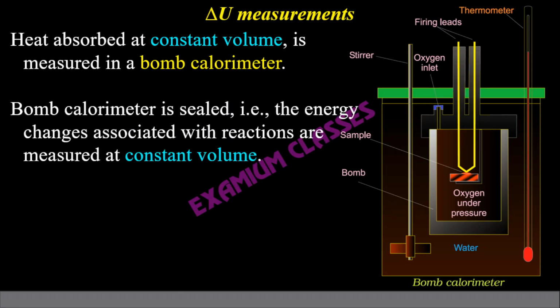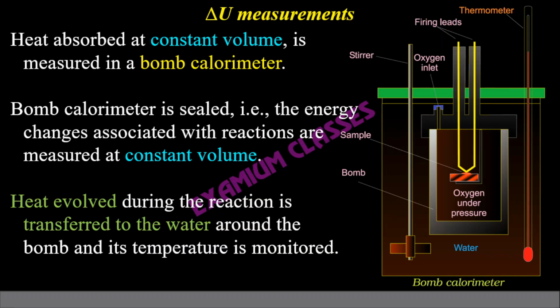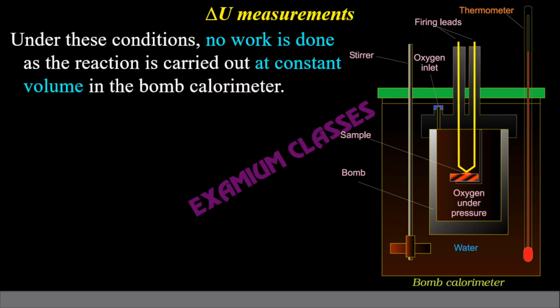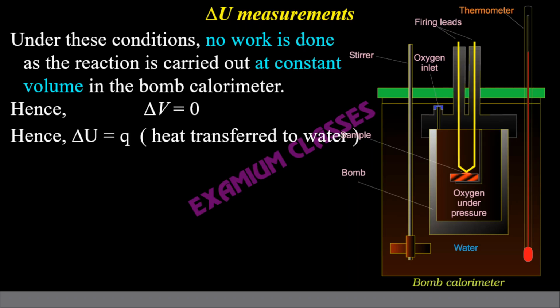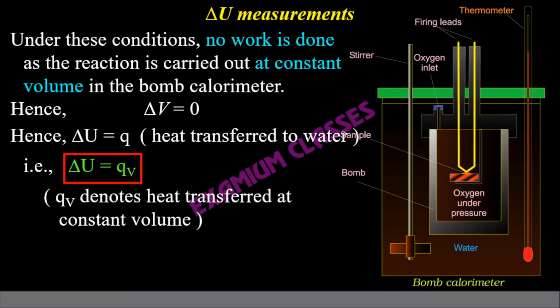So the bomb calorimeter is sealed, volume is kept constant, and the heat evolved or absorbed, which is transferred to the water, can be calculated. Under these conditions, no work is done because volume is constant. So delta V is zero, it means work done will be 0. That's why delta U will be Q. This part is 0. So that's why we are saying that this heat transferred at constant volume will be delta U, because in that case W will be 0. QV denotes heat transferred at constant volume.